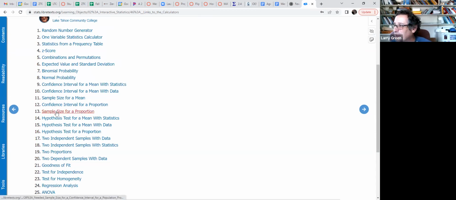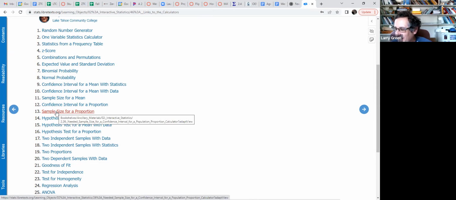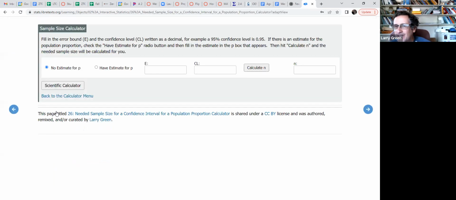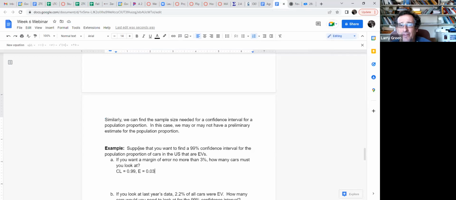13, sample size for proportion, because this is a yes/no survey question, right? Was that car an electric vehicle? Yes or no? And we want to find out how many cars you need to look at, which is sample size. So sample size for proportion. And there are actually two choices here: no estimate for P, have an estimate for P. Do we have an estimate for the population proportion for part A on this example?